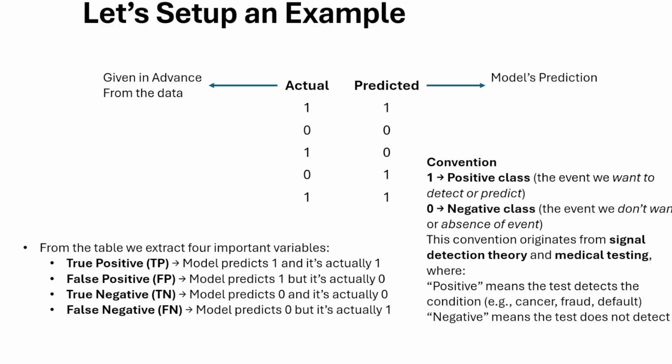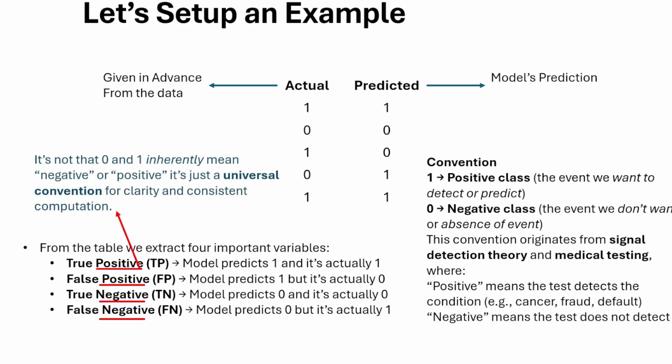When we say 1 or 0, it's not like positive is good, negative is bad. It's just a convention that positive class means the event that we want to detect. Negative is the event that we don't want to detect, or it's the absence of the event. This convention originates from the signal detection theory and medical testing. Positive means the test detects the condition. Negative means the test does not detect the condition. So yeah, it's just a universal convention for clarity and consistent computations.